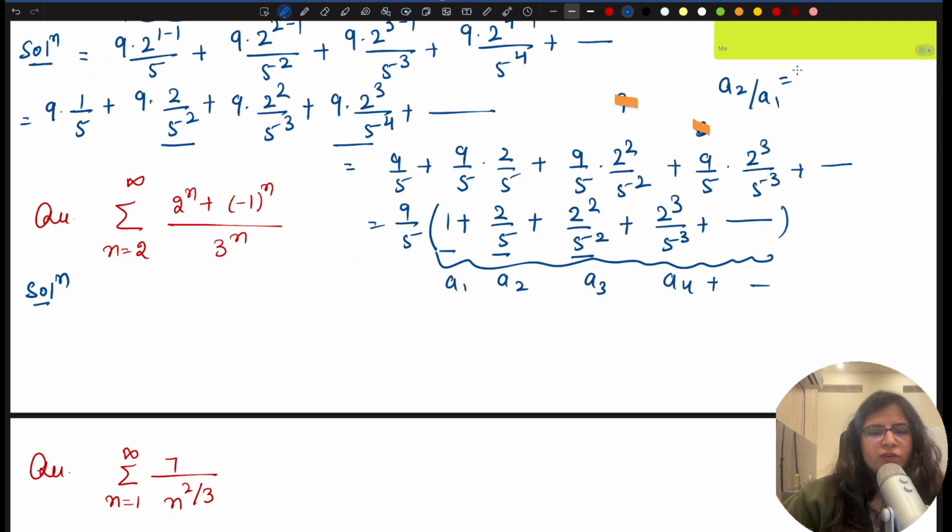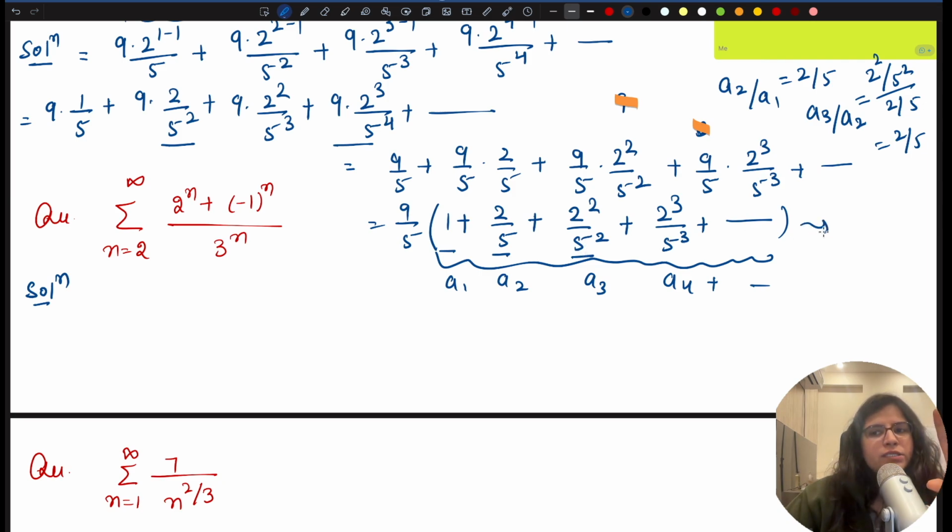It is 2 by 5. You find A3 by A2. This is equal to 2 square by 5 square divided by 2 by 5. You will get 2 by 5 again. And you can see 1 into 2 by 5 is 2 by 5, and 2 by 5 into 2 by 5 is 2 square by 5 square.